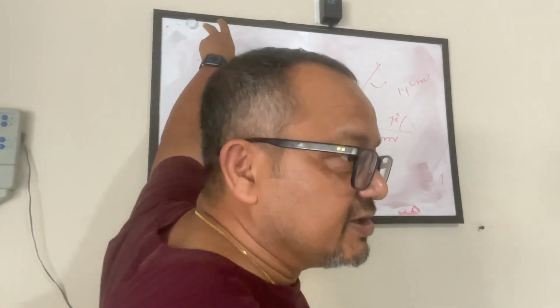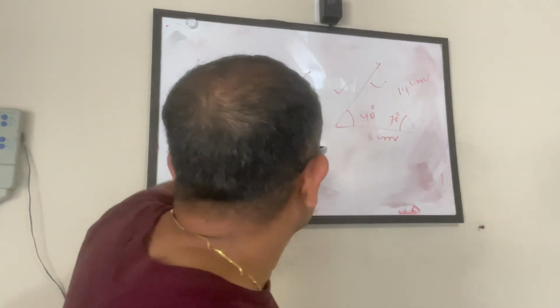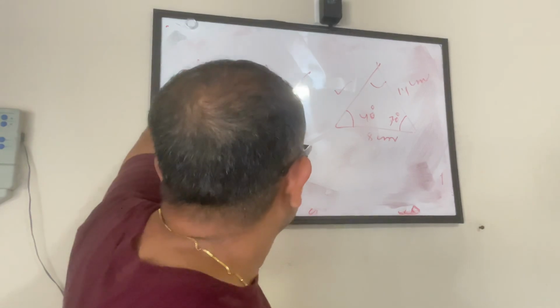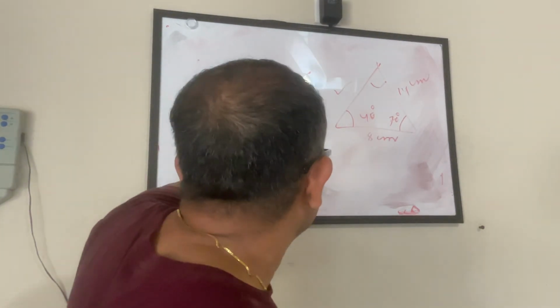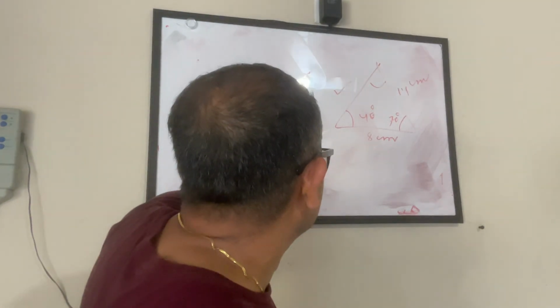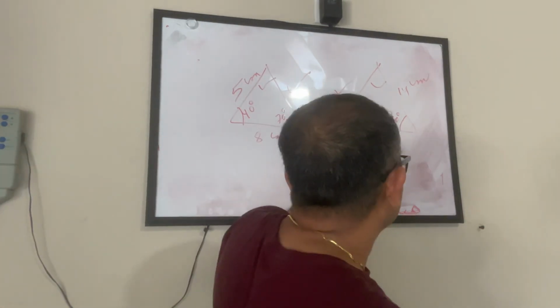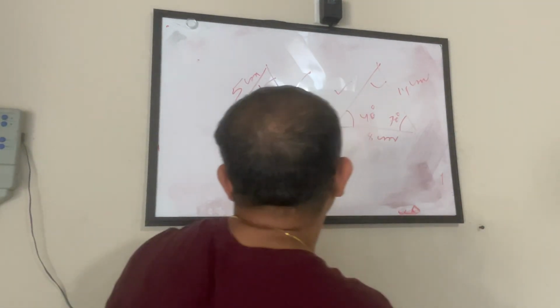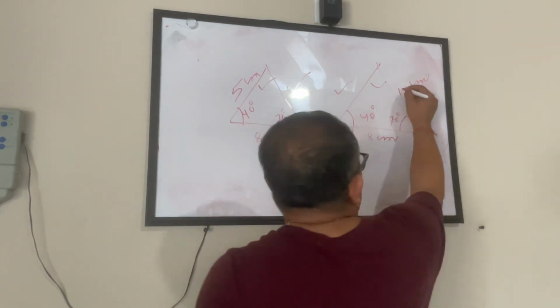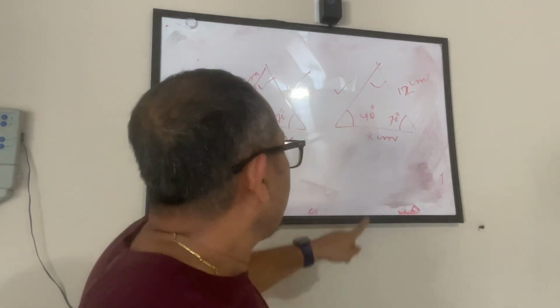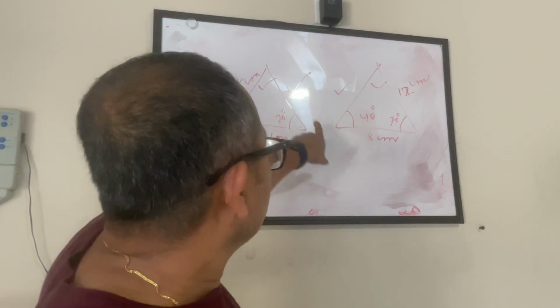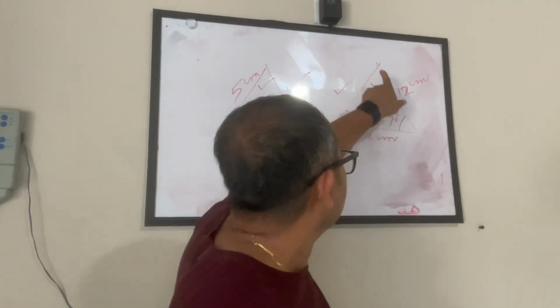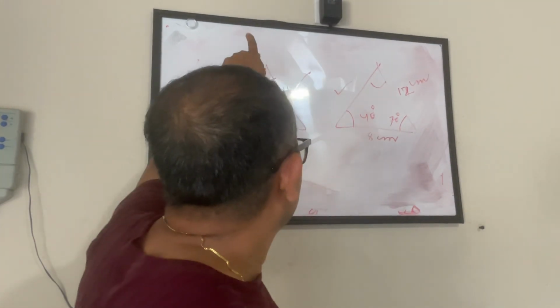Again, repeating the question. This triangle has three sides. This side is 5 centimeters, this is 8 centimeters, and the angles are 40 and 70. This triangle has 40 and 70 as angles. This is 8 centimeters, this is, sorry, 12 centimeters. And then I want you guys to find out this side, this angle, and this angle.